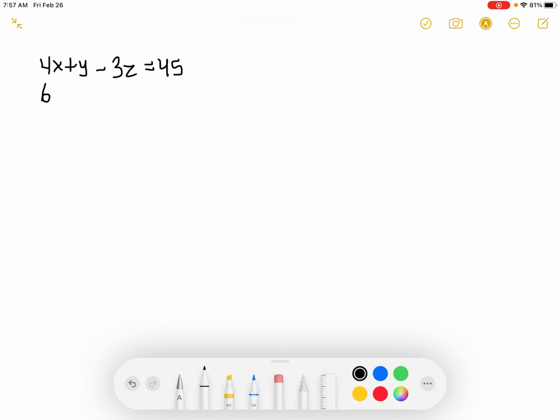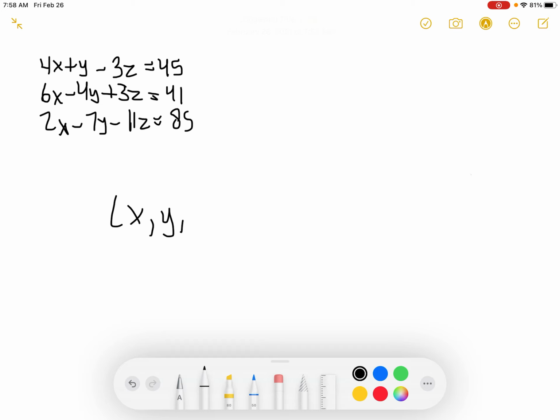Minus 4y plus 3z plus 41. Then our third one is 2x minus 7y minus 11z equals 85. So there we go. That's our 3 equations. We need to find what x, y, and z are.